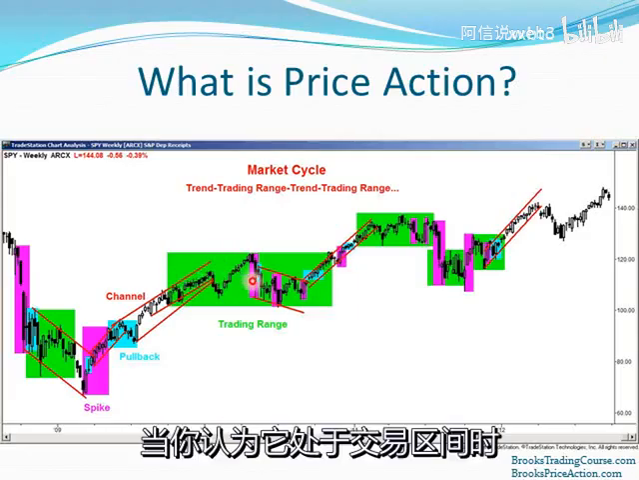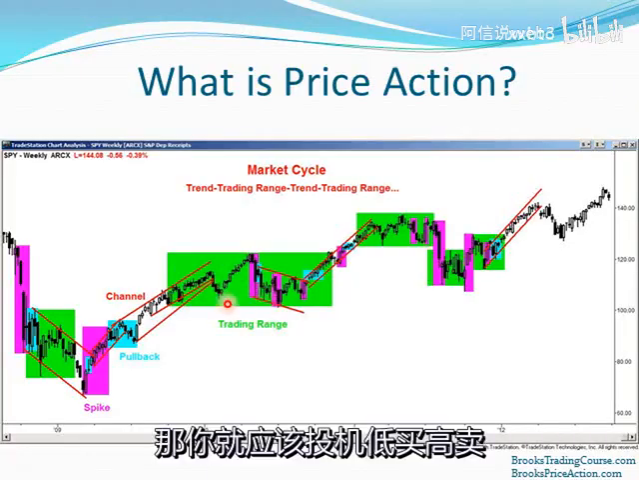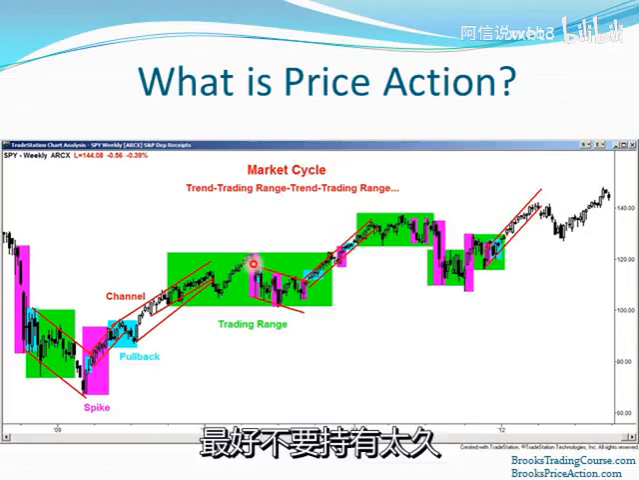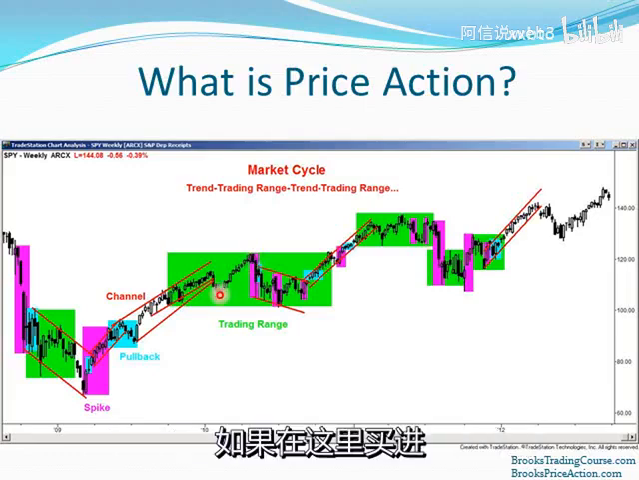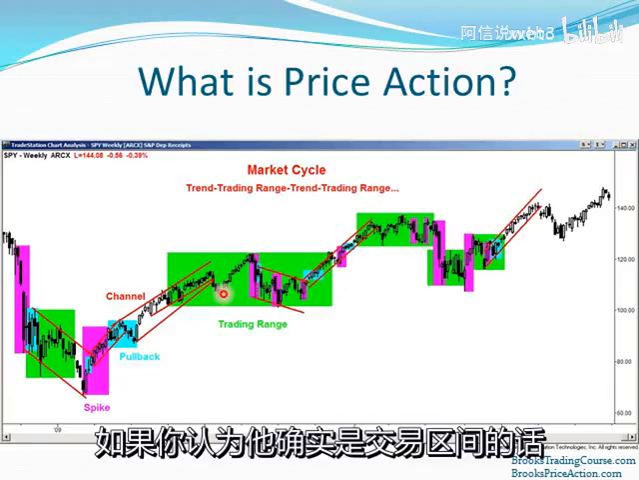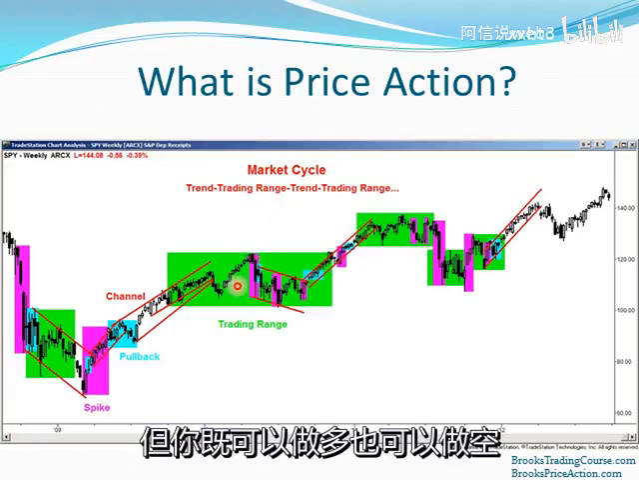Once you decide that it's in a trading range, you have to decide, well, it's probably going to go up and down for a long time. I better buy low and sell high, and I better not hold my position for long because it'll come back to my entry price. So if I buy here and hold, it comes back here. So once you decide it's in a trading range, you've got to buy low and sell high. You can sell high to take profits on your longs. You can also sell high to go short.